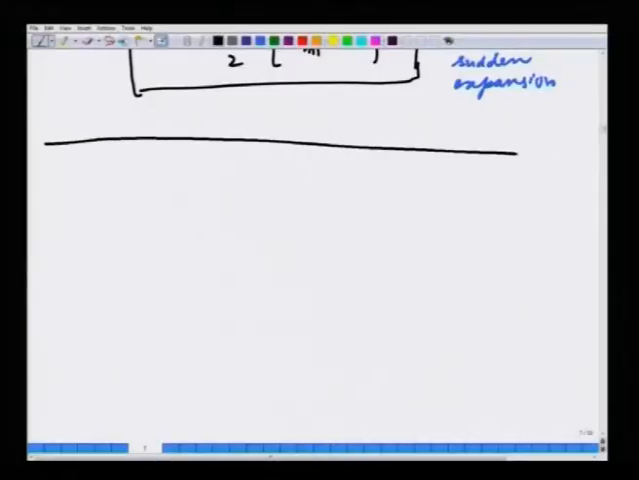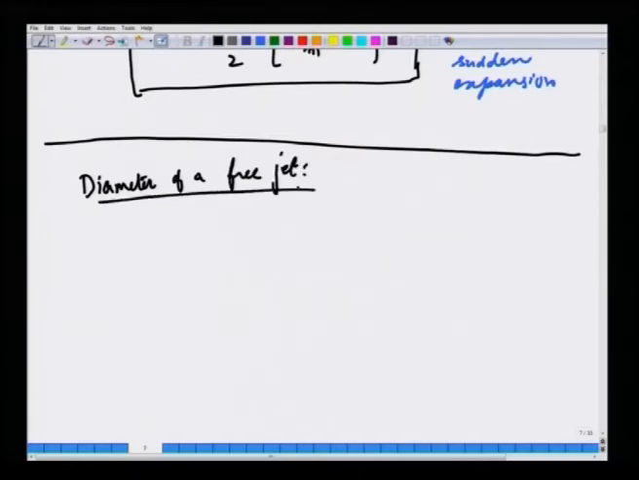Okay. Now, another example of an application of the integral energy balance is to obtain the diameter of a free jet that exits from a tube. Okay. So, imagine you have a tube in which fluid is flowing under fully developed conditions, let us say laminar for simplicity. Now, this fluid is exiting.